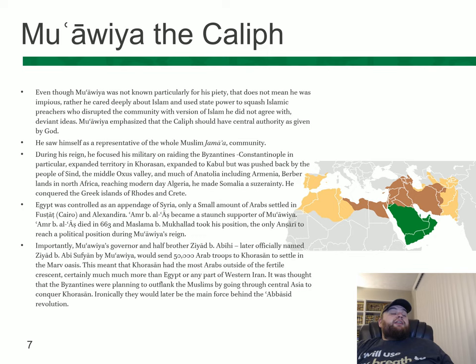Ziyad got, I guess you could say, a political boost as well as recognition by his blood brother. So you can see that Muawiyah was politique. He knew what he was doing. He knew how to strengthen relationships. He knew how to strengthen bonds and things of that sort.